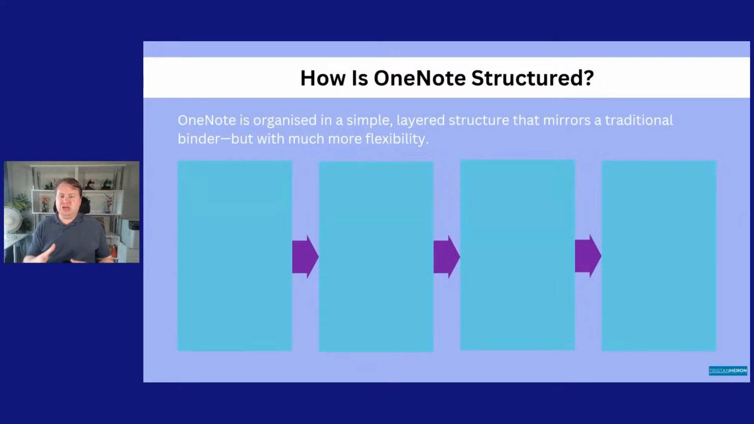So let's dive in with the very first thing and look at how OneNote is structured. How is it organized? There are a couple of different layers here, and you can see from this graphic on the screen that we have 4 different layers that help us create this particular binder or document. OneNote is organized in a very simple layered structure that mirrors traditional binders and folders, but it provides much more flexibility.